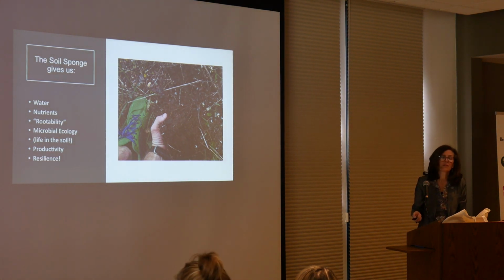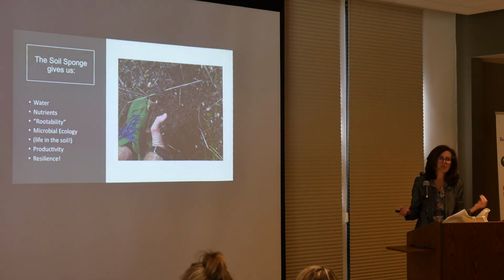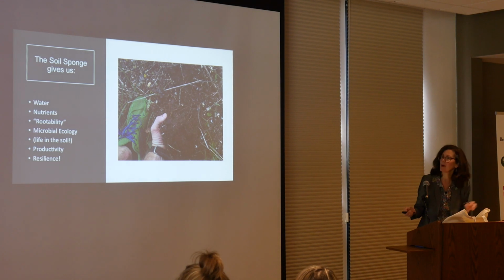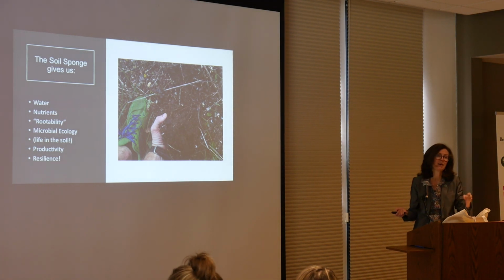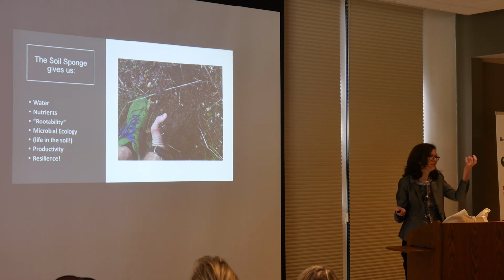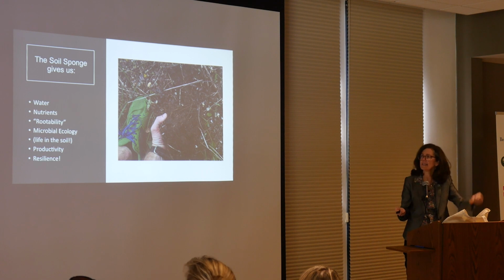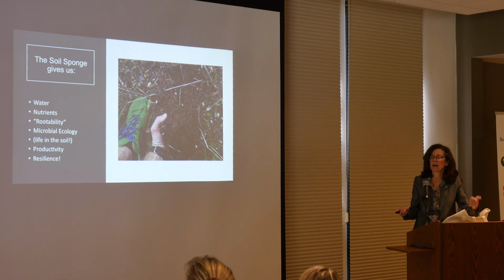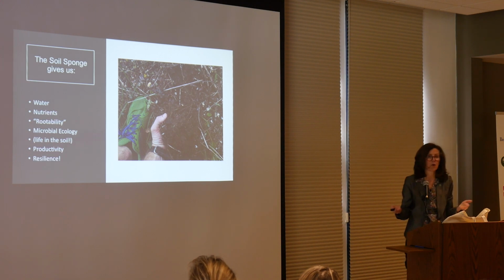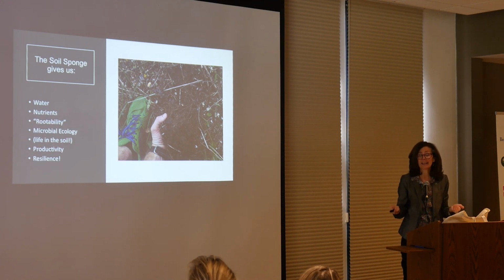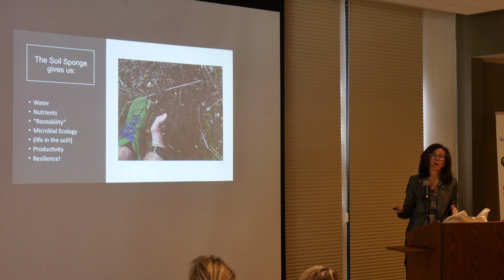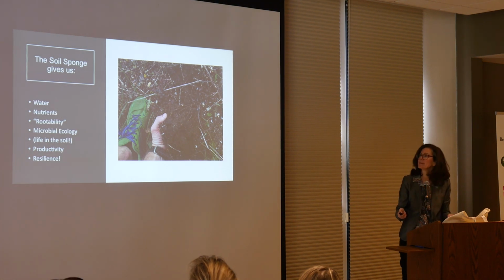So I just want to talk about why the soil carbon sponge is so important. It gives us water, nutrient cycling, rootability, which is a made-up word, but it means that the roots can get down and hold that carbon at depth. We have the microbial ecology, and that means the life in the soil. Of course, these systems are more productive, and they're moist, so they're more resilient.